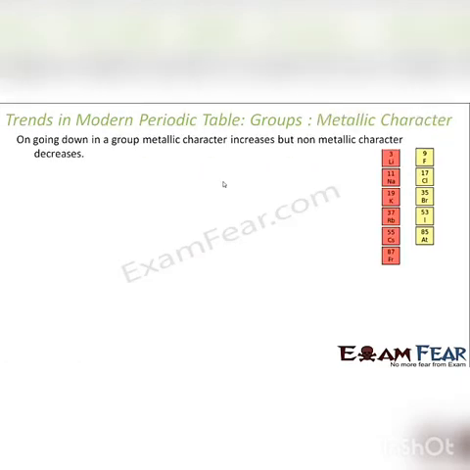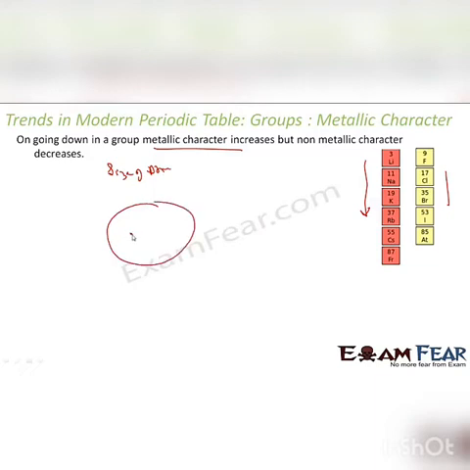If you talk about the metallic character, if you go down, the metallic character will increase, right? But the non-metallic character will decrease. The reason why it is happening is if you go down, the size of the atom will increase. The size of the atom is increasing in both the cases.